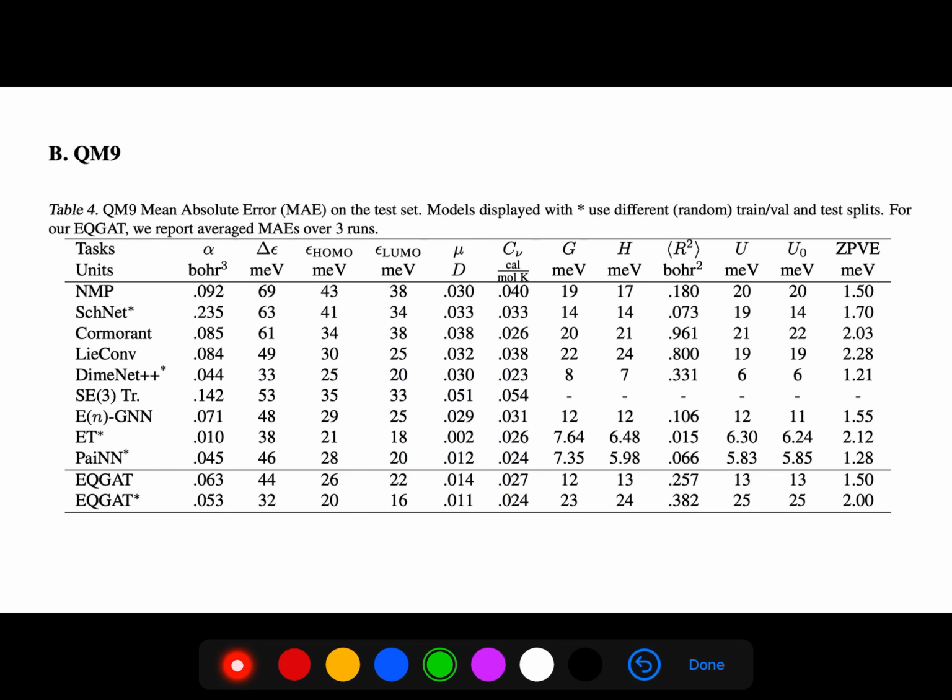So they did experiments on this QM9 dataset. These are mean absolute errors of different properties that are predicted.